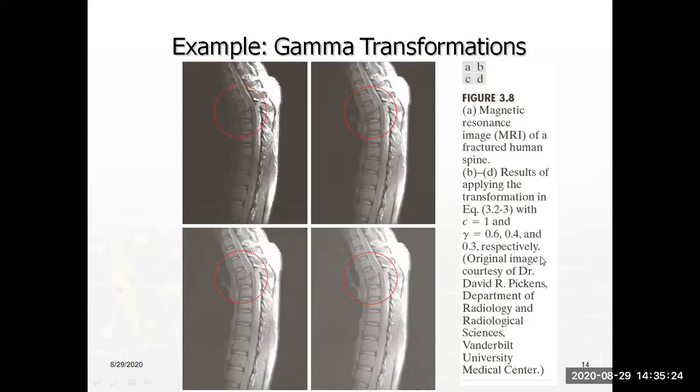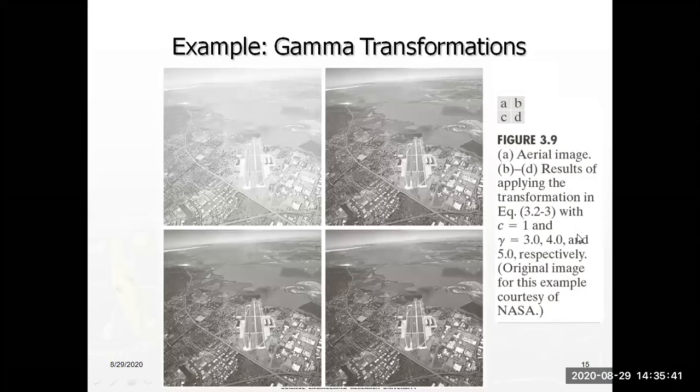Okay. So by applying the gamma transformations, we can identify the damaged or particular fracturing of the spine in a particular image of your patient's MRI scan. Next, this is gamma transformation applications on an aerial image.